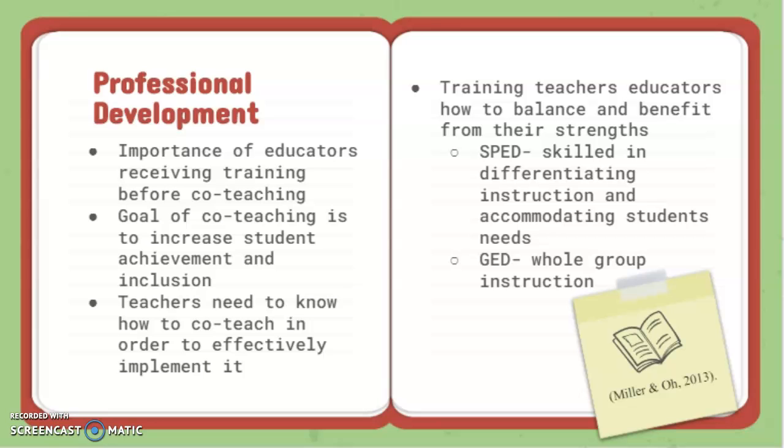Educators who receive professional development training on co-teaching benefit not only the educators, but also their students. So the goal of co-teaching is to increase student achievement and inclusion. The author of this study explained that general educators often want to have an inclusive classroom, they just don't feel comfortable enough with their skills of differentiating instruction and accommodating all students' needs. Whereas special educators often don't feel comfortable teaching specific content area.